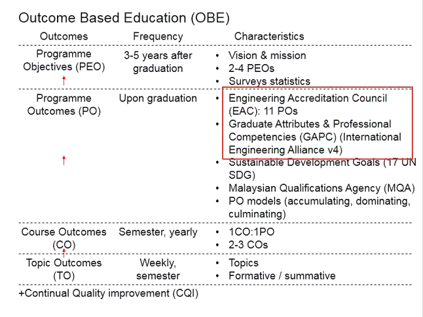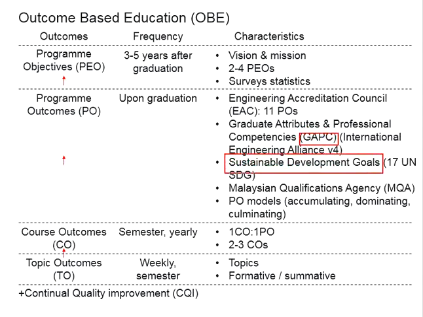This can change over time. You will need to refer to the latest version of the EAC manual and also the IEA GAPC. Now, the latest version of GAPC constitutes an additional element, which is known as the Sustainable Development Goals. We call this the 17 SDGs. SDG stands for Sustainable Development Goal.